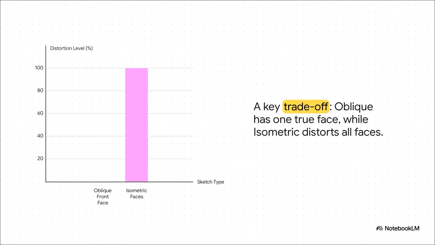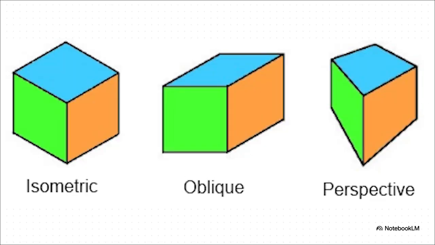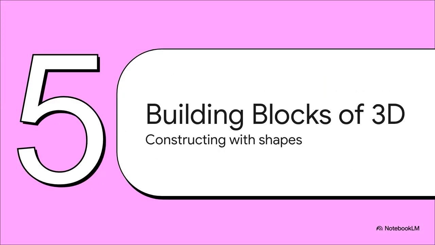So let's just boil this down to the key trade-off you need to remember. With oblique, you get that amazing gift of one true face with zero distortion that makes it super easy to draw circles and complex shapes on that one surface. With isometric, you give up that luxury, but you get a more uniform, professional-looking 3D view where all the faces are equally distorted.